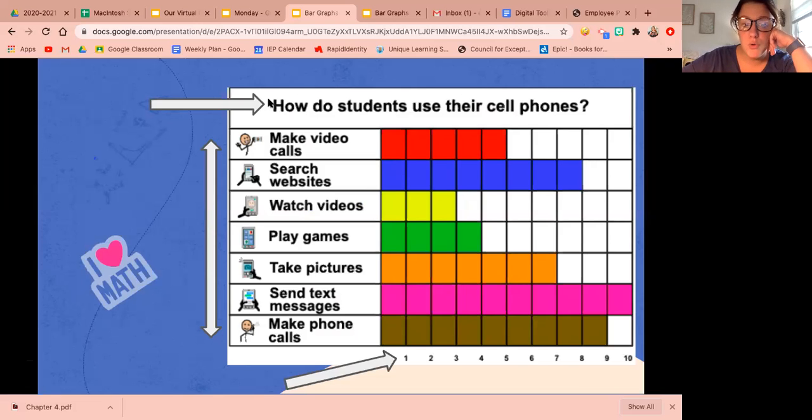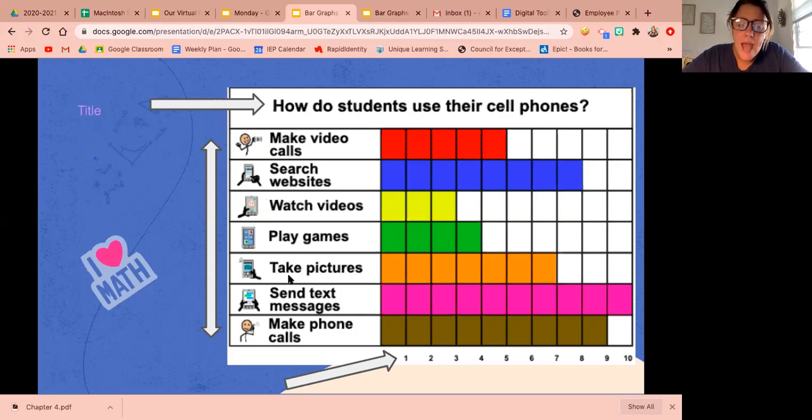Hopefully you paused and you took some time to think because I don't want to give you all the answers. All right, let's look at these different arrows, okay? And pause if you're not done talking about it with an adult helper next to you. What is this arrow pointing to? We always have, what is that pointing to? A title. It always points to a title in the graph. So the title tells us what kind of information we are reading on this graph. So this title is, how do students use their cell phones?